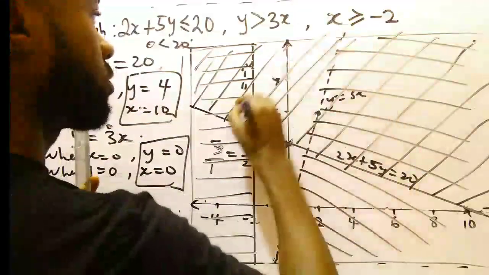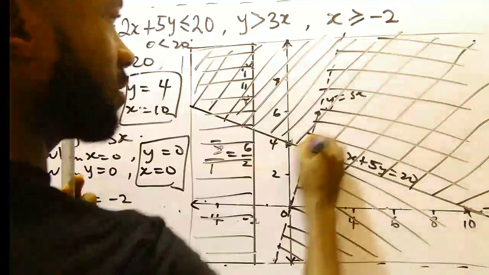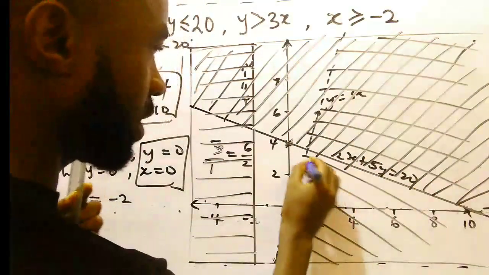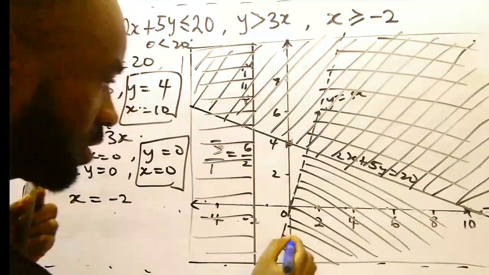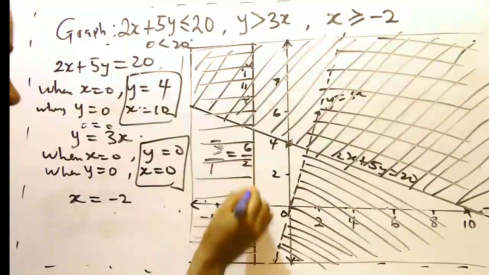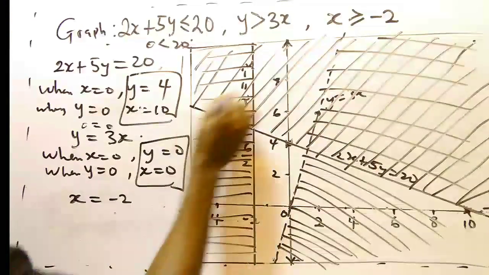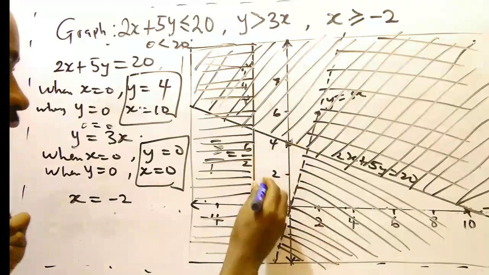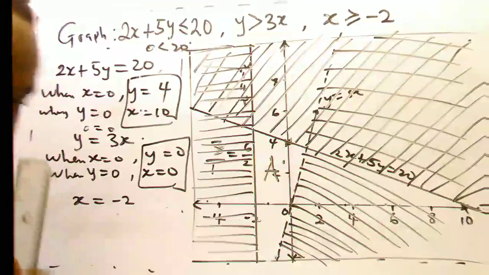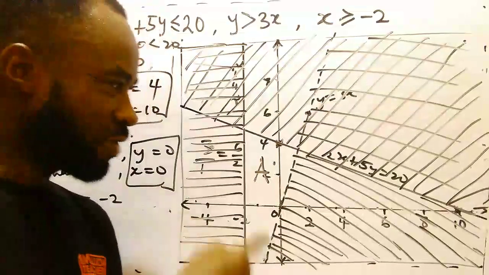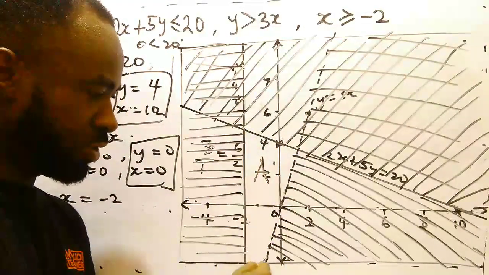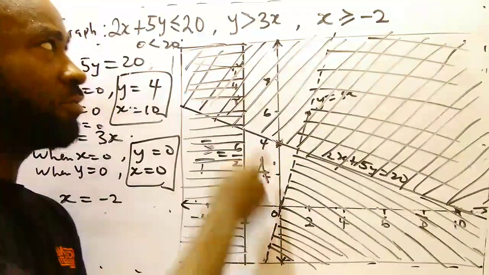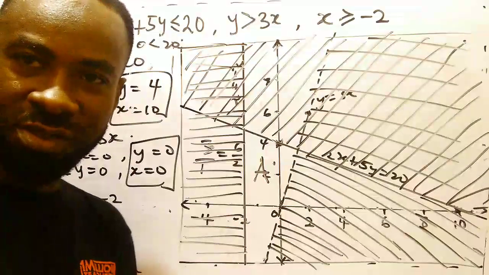If you watch closely, you can see the set of solutions to this inequality, and that is all these unshaded parts. The unshaded part is just this region here. So this entire region that is not shaded is the set of solutions to these inequalities.